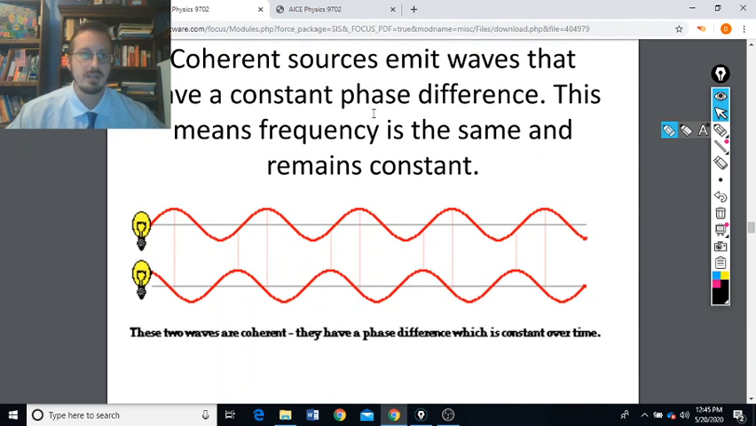Coherent sources emit waves that have a constant phase difference. This means the frequency is the same and remains constant. These two waves are coherent. They have a phase difference which is constant over time. Although we probably wouldn't get that with a light bulb like it shows here, at least the figure is showing this as a constant phase difference.